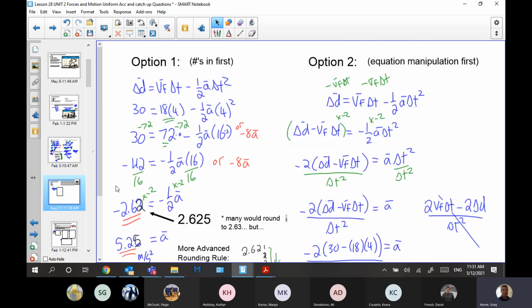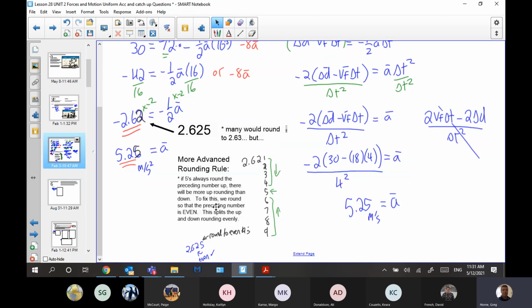A little extra picky rounding rule just to pay attention to. It's good to know that rule, but I'm actually showing it more so that you can see why you get the answers in the back of the book and in my solution sets. You might have had 2.63 and the answer says 2.6, and you're like, why is that?